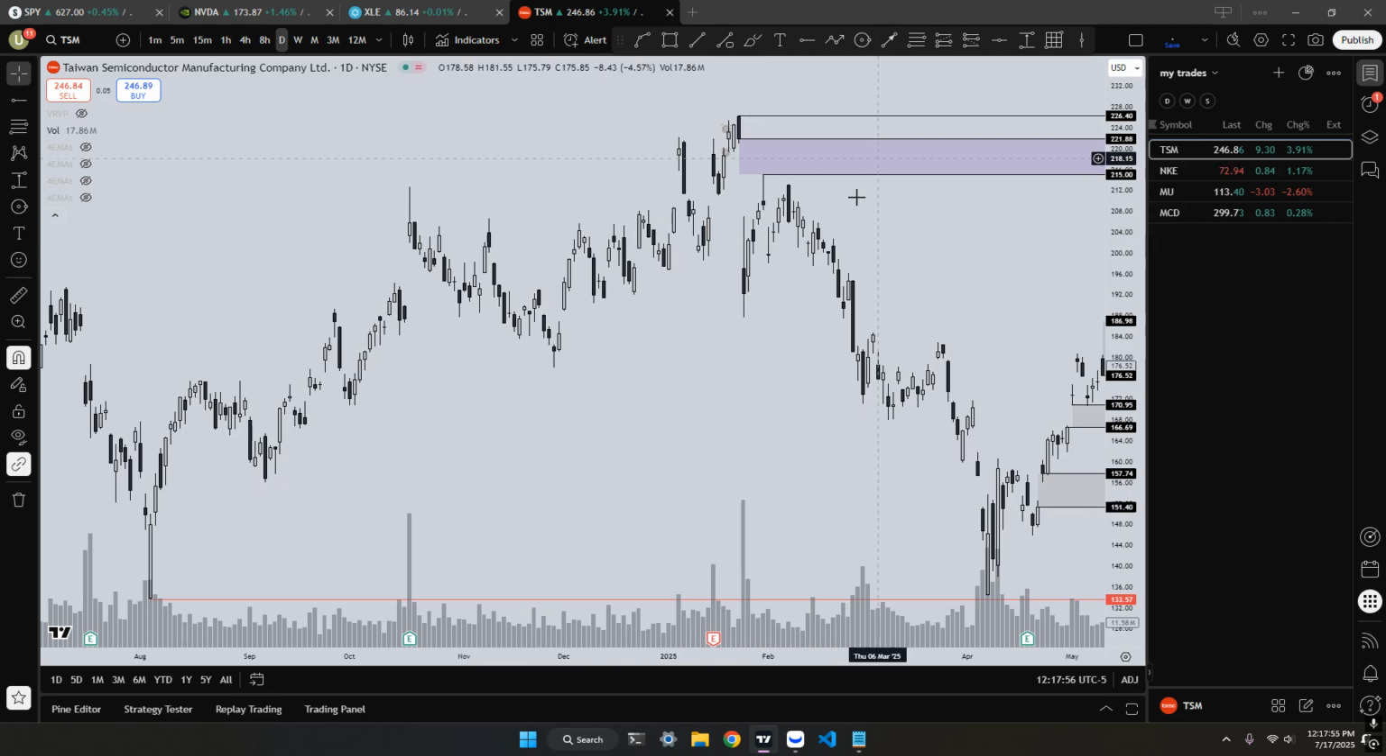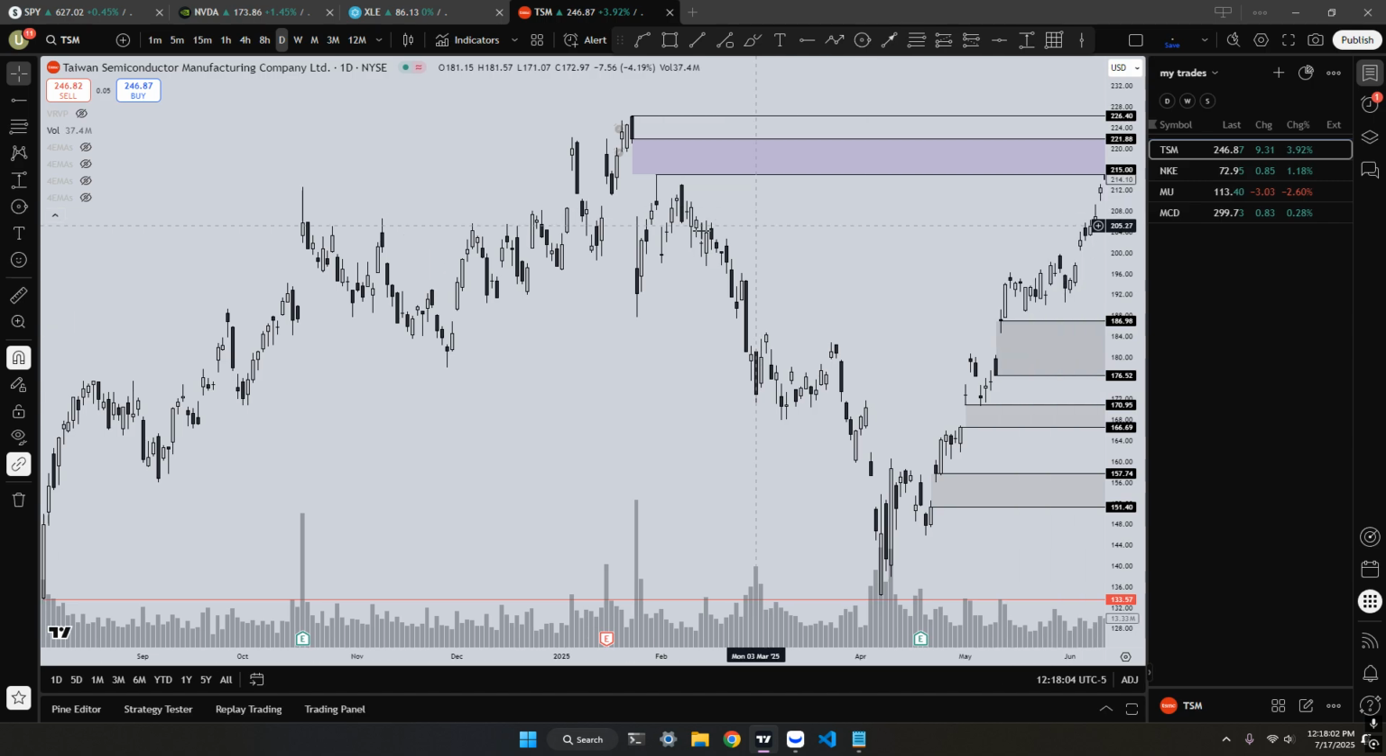We then saw the digestion of that gap with no true bid. The gap down the following week, where there was digestion of that, and we saw that kind of lower high put in.